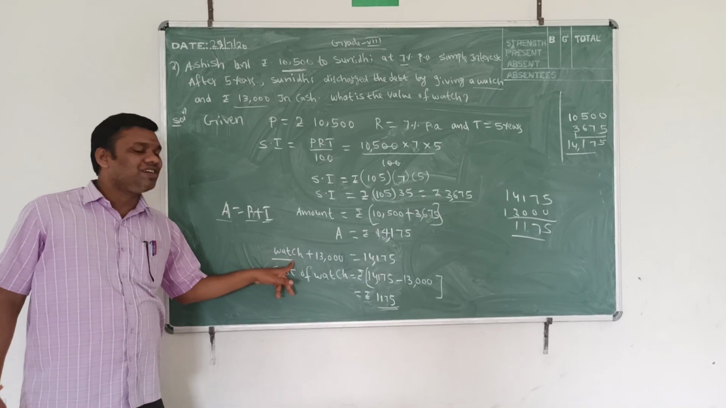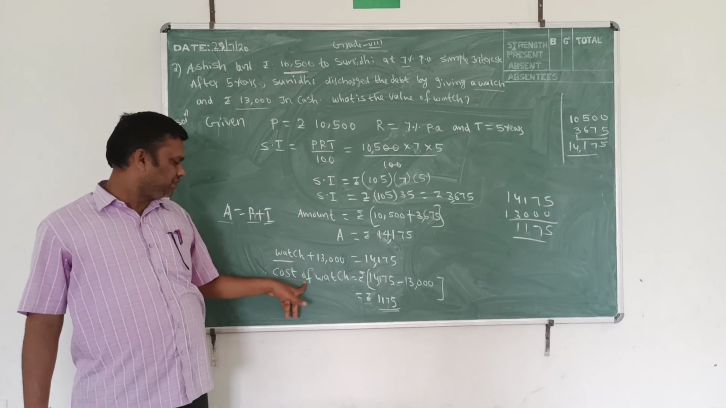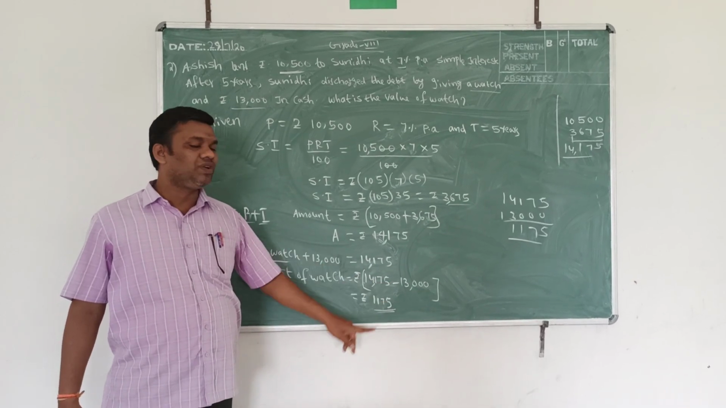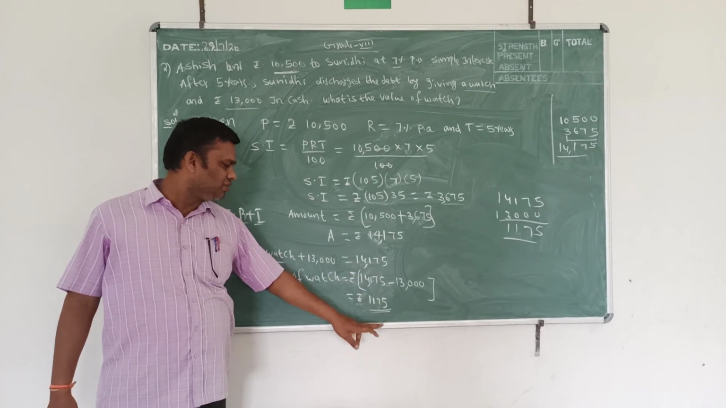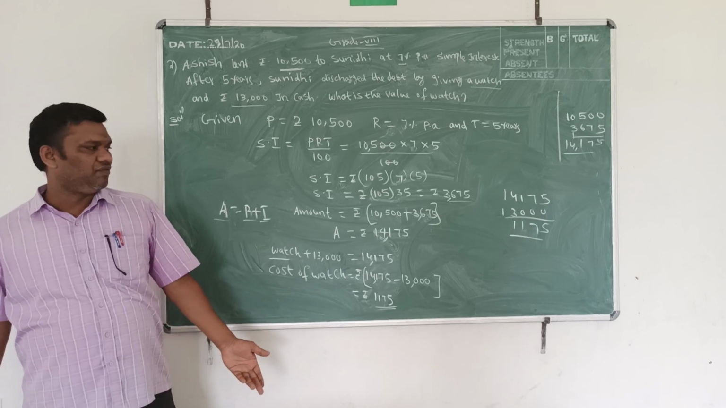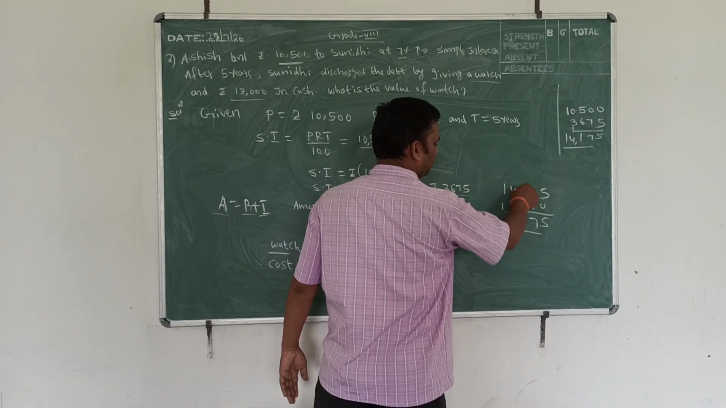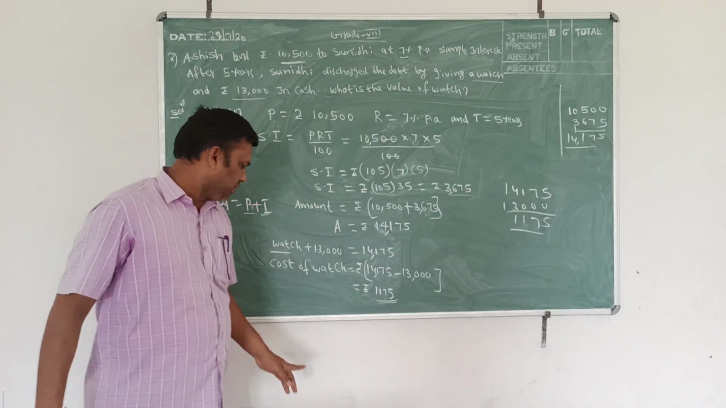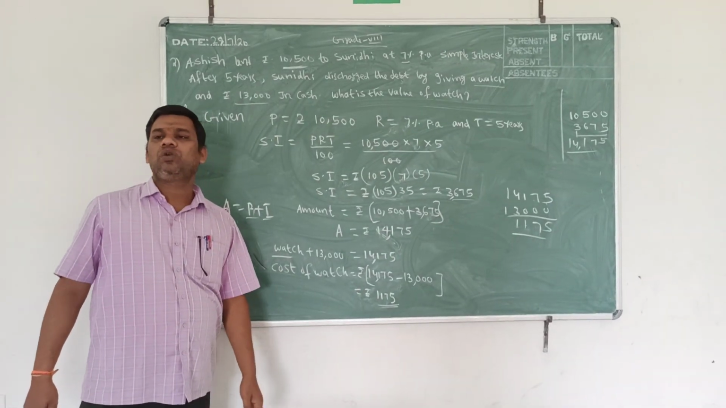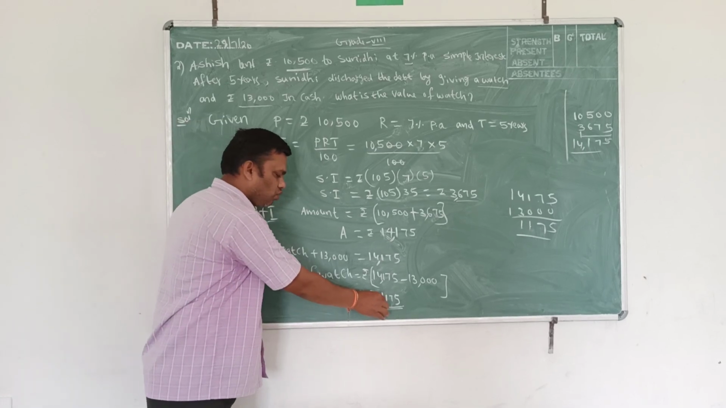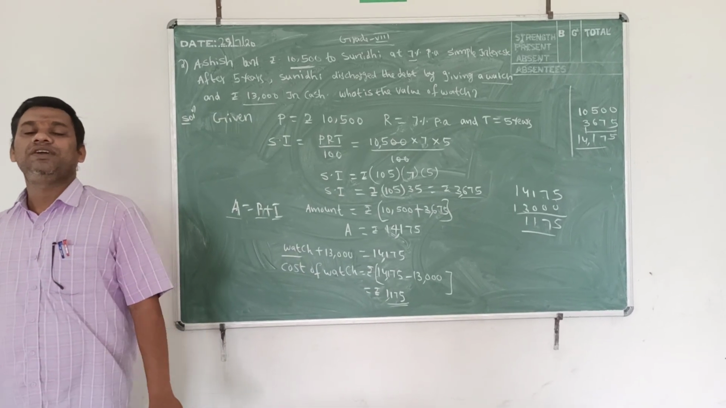Then what is the cost of the watch? The cost of the watch is 14,175 minus 13,000. That is 1,175. Therefore, see 5 minus 0, 5, 7, 1, 4 minus 1. So, the cost of the watch is rupees 1,175.